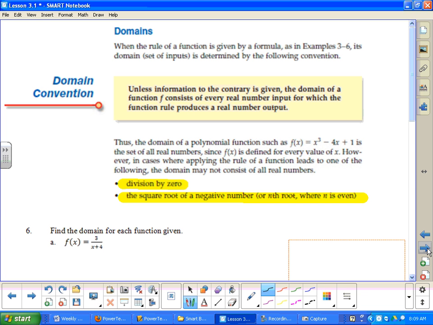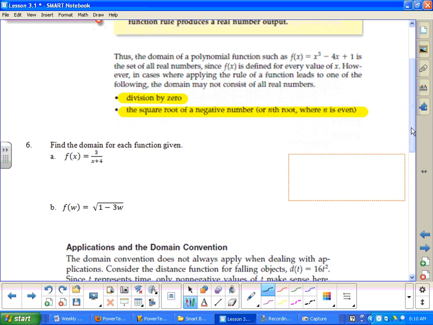So anyway, you have to think about what things cause problems in graphs. The things we have problems with are that we can't divide by 0, we can't take the square root of a negative number, or an nth root when n is even. So letter A here, we have f of x equals 3 over x plus 4.